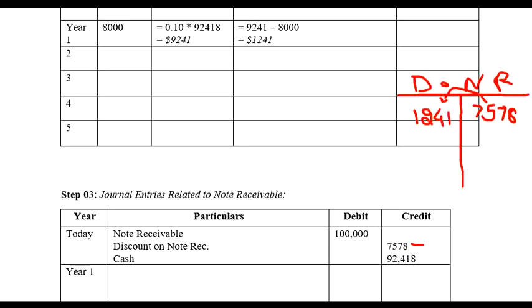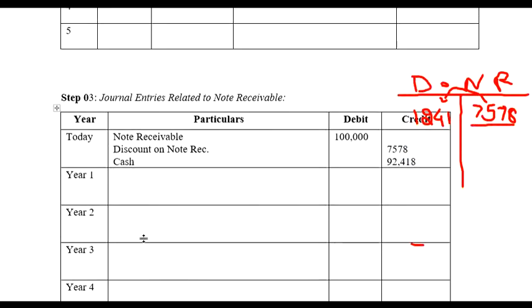$1,241. So we can say that out of this 7,578 discount, $1,241 has actually been earned now at the end of year one. So the balance of this 7,578 will decrease by $1,241, and that's the adjustment that you have to do. Now obviously this adjustment is only possible when you pass the journal entry actually.